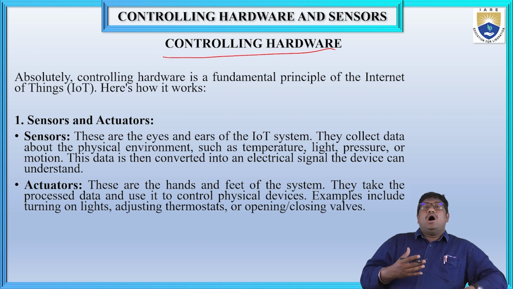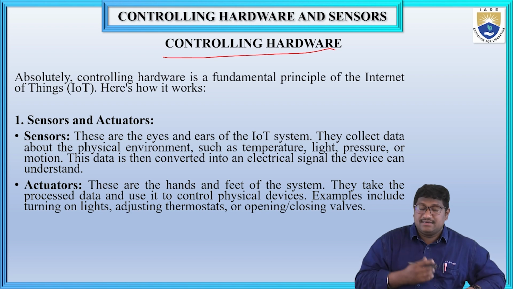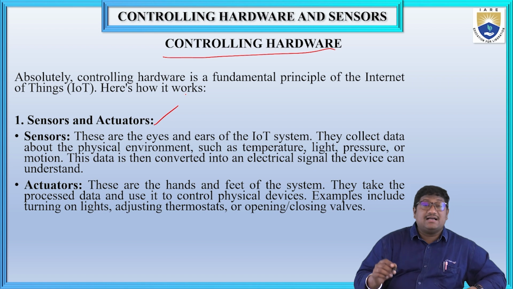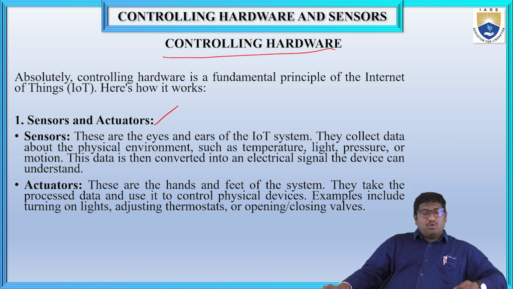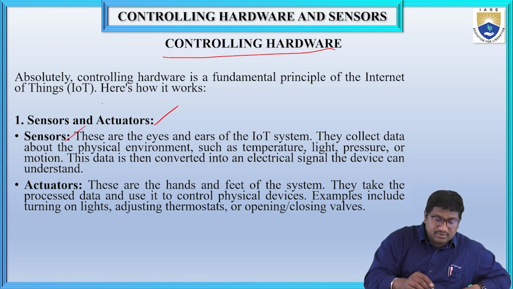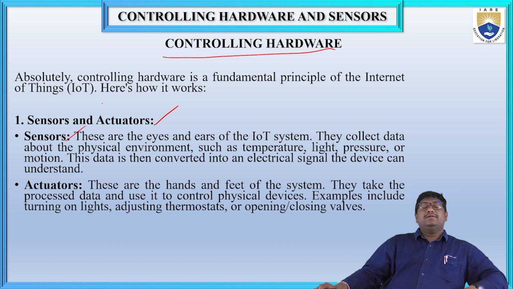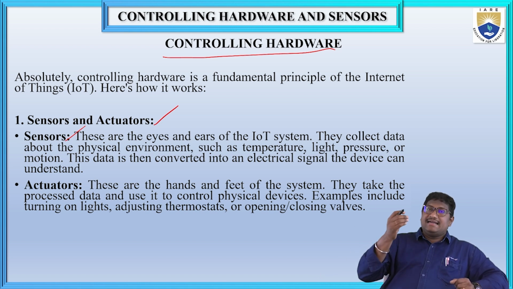We will know how these things are going to function. Take an example first, sensors and actuators. Now I will let you know what exactly the sensors are and what exactly the actuators are. As I told you previously in the previous examples many times, eyes and ears. Simply sensors can be easily recognized. These are the eyes and ears of the IoT system. For any kind of IoT system, sensors are the ears and eyes.